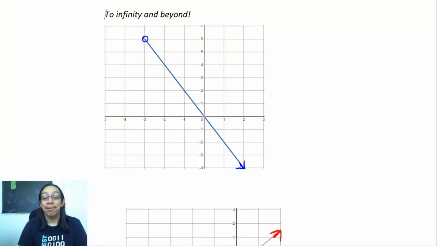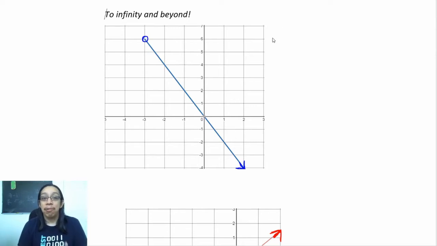In this video, we will continue our discussion about how to write the domain and the range of a continuous function. What we're going to be focusing on here is lines that have infinity or unbounded domain and ranges. So let's go ahead and get started.